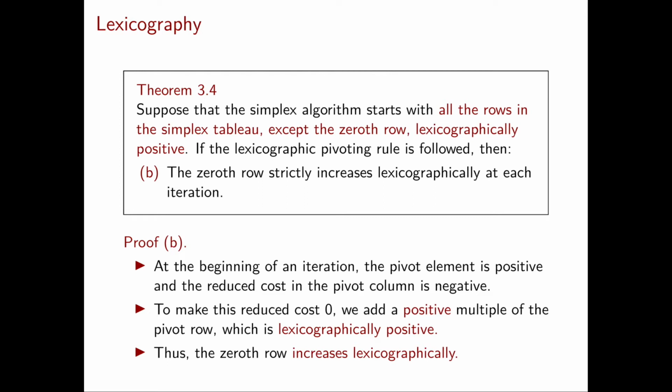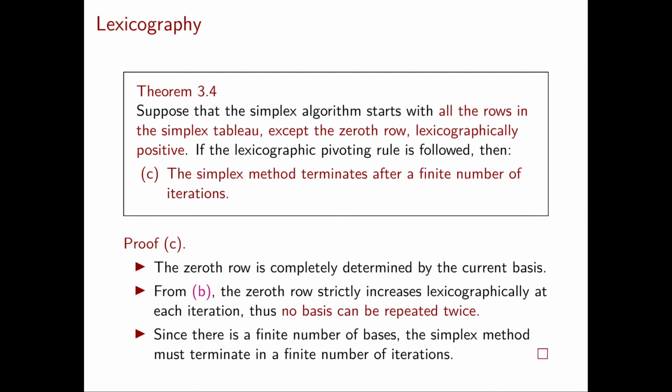Since the reduced cost is negative and the pivot element is positive, to obtain a 0 we need to add a positive multiple of the pivot row. But now the pivot row is lexicographically positive, and so the 0th row will increase lexicographically. We have therefore shown point B. Let's finally prove point C.